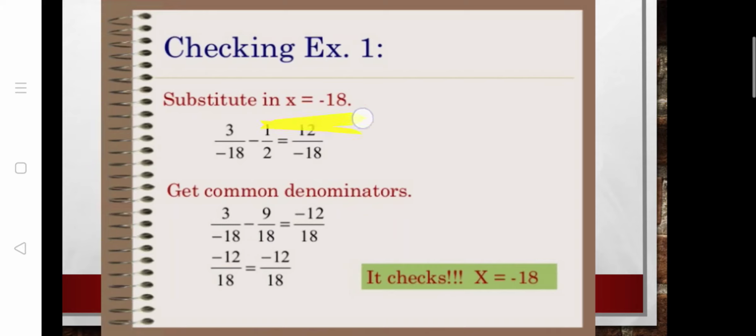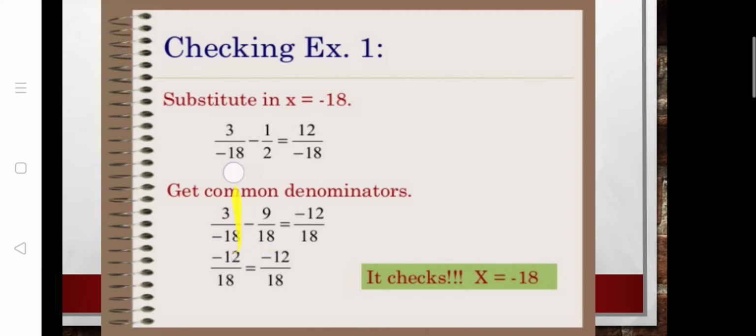To check, you have to substitute the obtained value of x into the original equation. So our original equation is 3 over x minus 1 half is equal to 12 over x. It will become 3 over negative 18 minus 1 half is equal to 12 over negative 18. So you have to find the common denominator to solve the values on the left side. The common denominator of negative 18 and 2 is 18, so we will have 18 as our denominator.